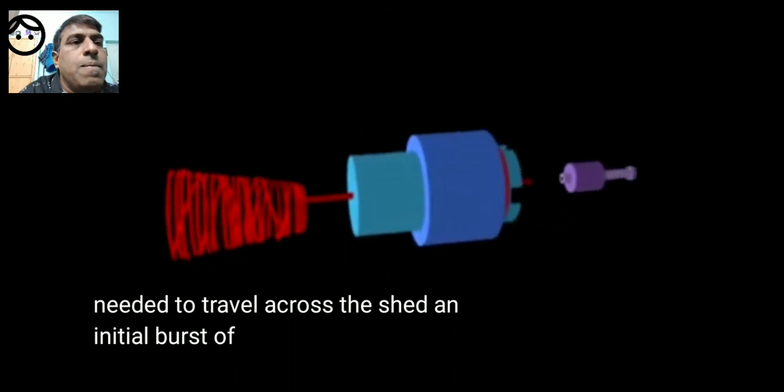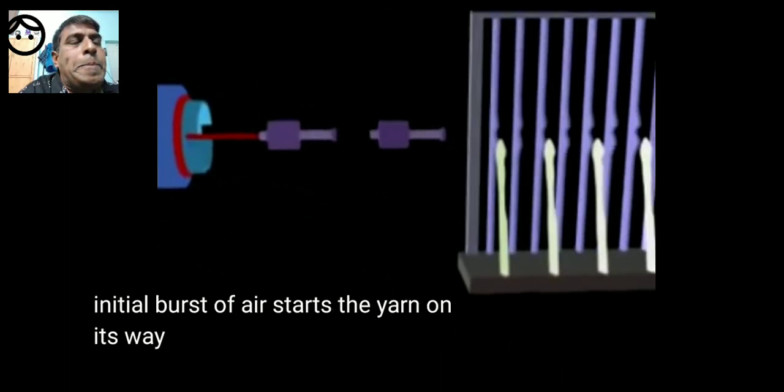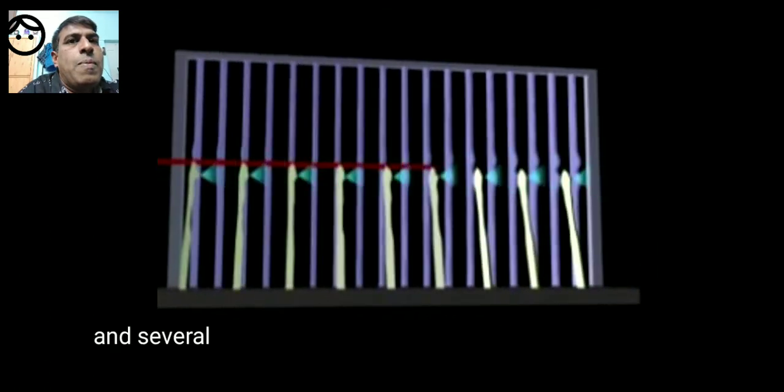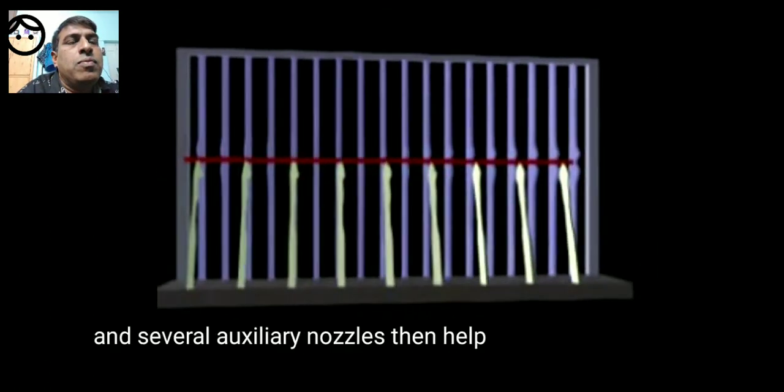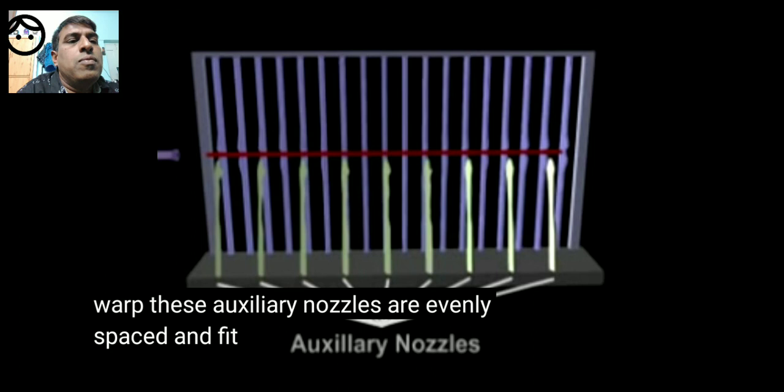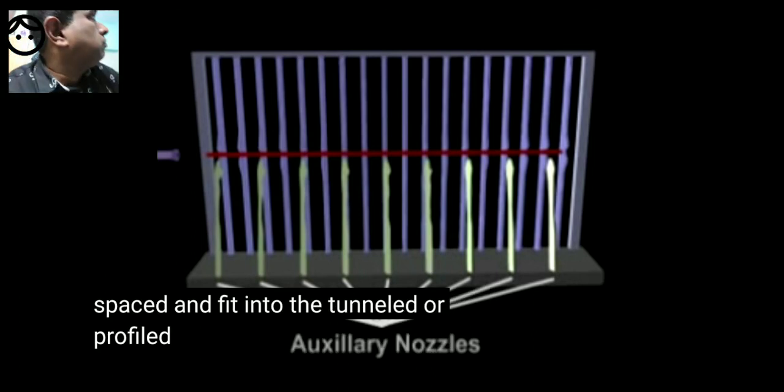An initial burst of air starts the yarn on its way, and several auxiliary nozzles then help propel the yarn completely across the warp. These auxiliary nozzles are evenly spaced and fit into the tunneled or profiled section of the reed.